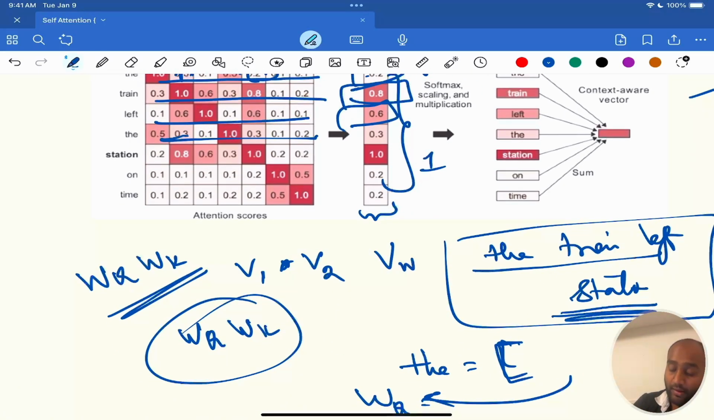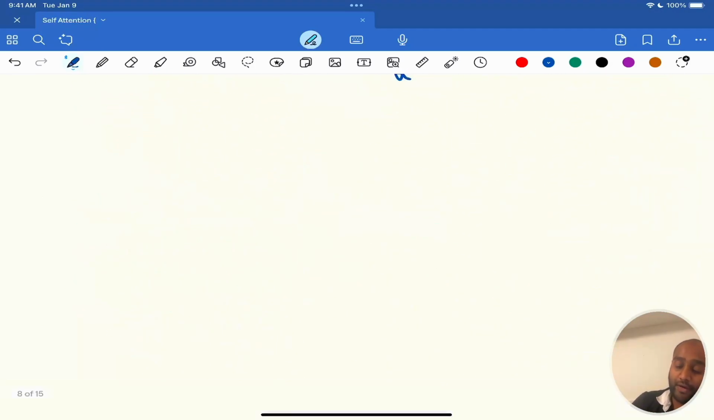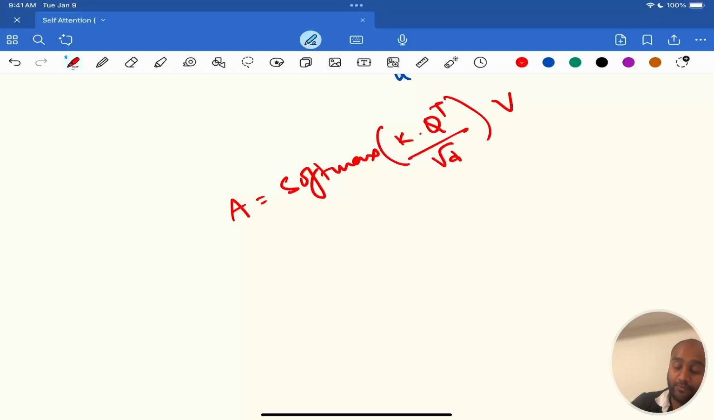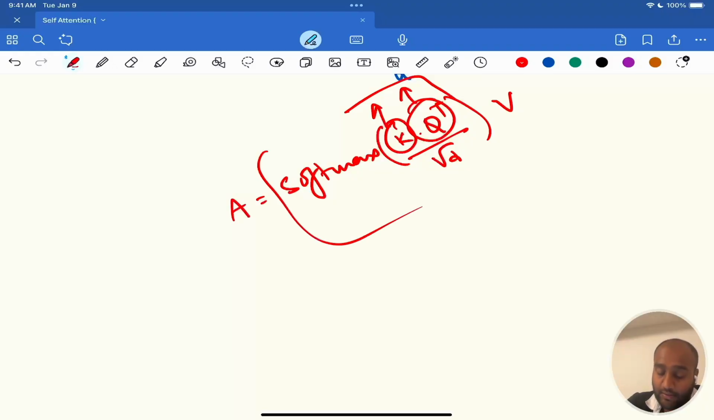earlier I said I will discuss the value matrix separately. Now the value matrix comes into the picture. What is the formula for calculating attention? Attention is softmax of K times Q transpose by root D, times V, right? What this says is we did K dot Q transpose: we projected K and Q by multiplying the input representations with their corresponding weight matrices. And then we took a softmax.